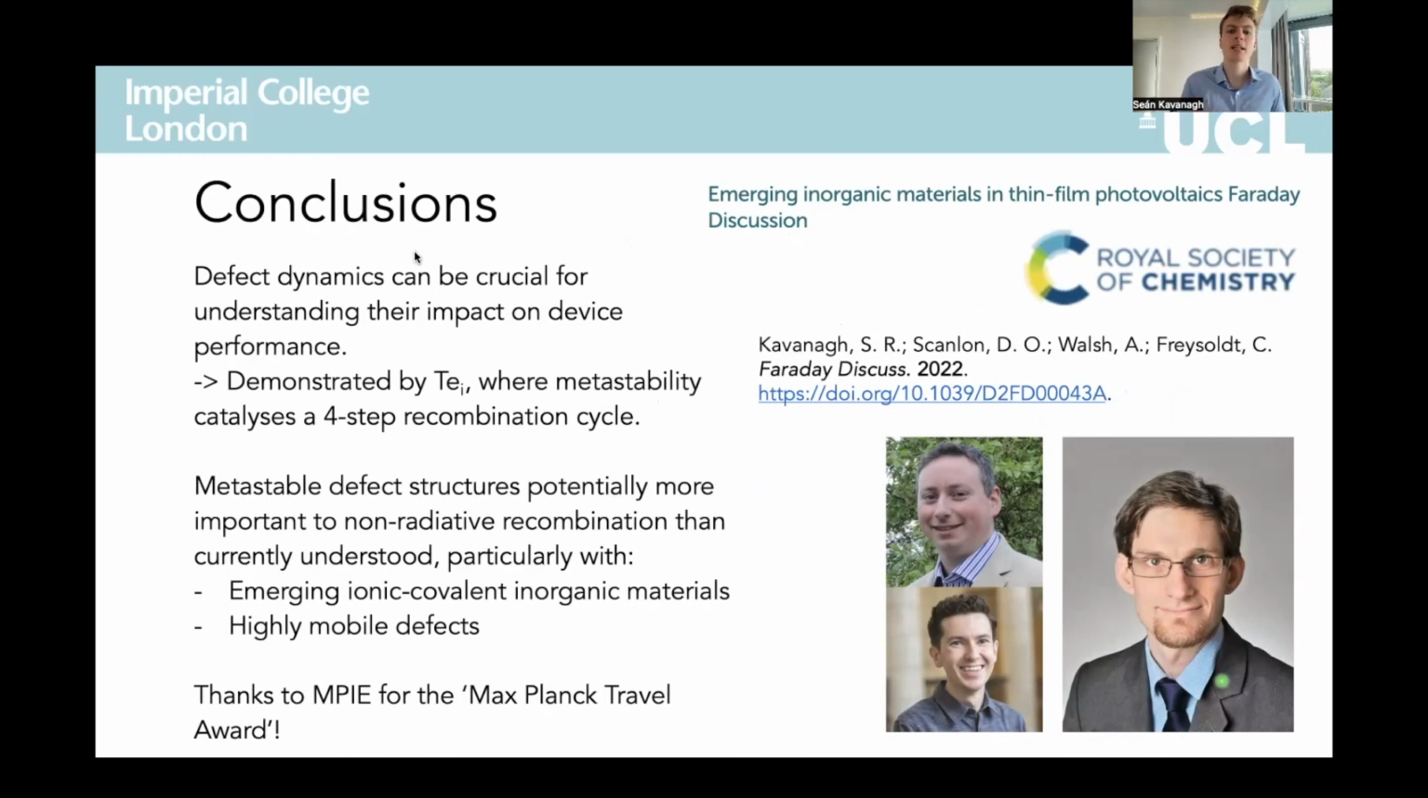We posit that metastable defect structures could actually be much more important to non-radiative recombination than currently thought, particularly in the case of emerging ionic-covalent materials, multinary compositions and/or highly mobile defects like tellurium interstitials, where anharmonicity and soft potential energy surfaces are likely to give rise to many low-lying, easily accessible metastable structures, enabling the behavior reported here.